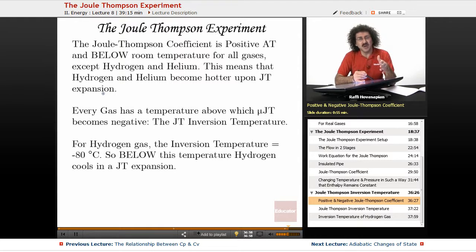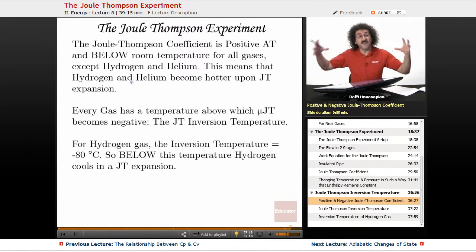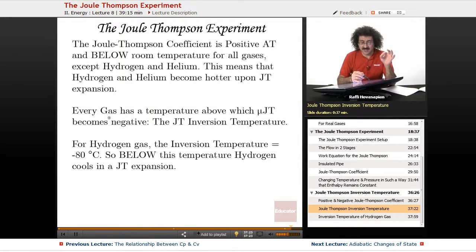Intuitively you know this just from your own experience with the expansion of gases and what you did in general chemistry. When a gas expands, it tends to cool. A Joule Thompson expansion, which is keeping the enthalpy of the system constant, it's really, really strange that hydrogen and helium actually end up getting hotter when the volume expands. That's very, very odd.